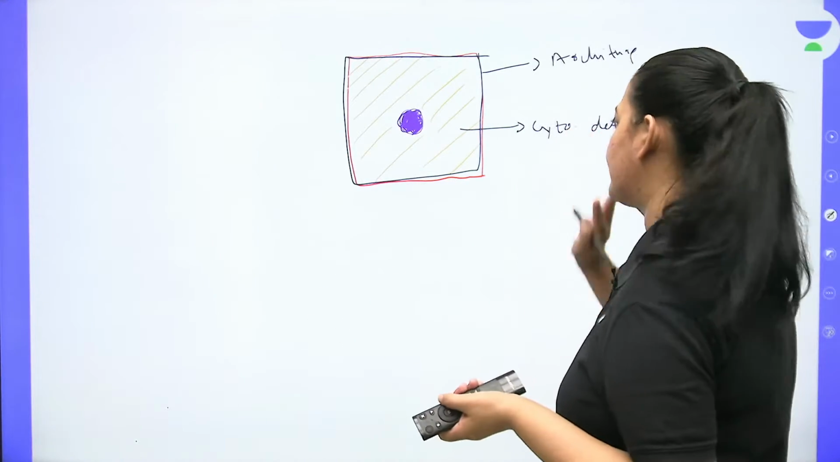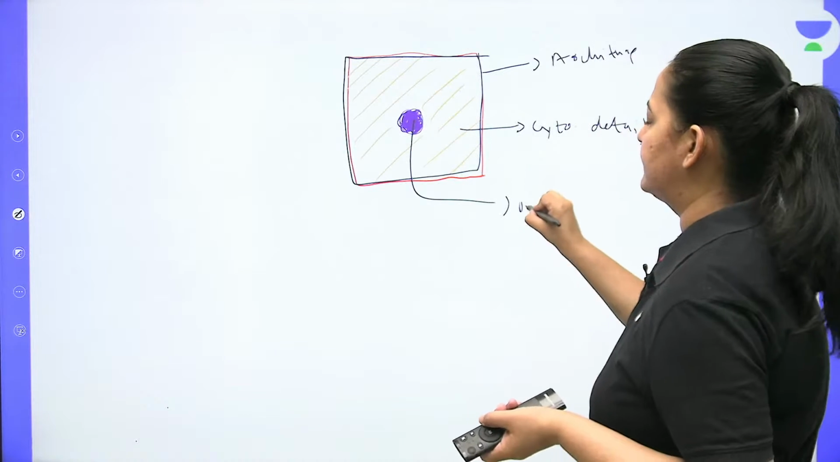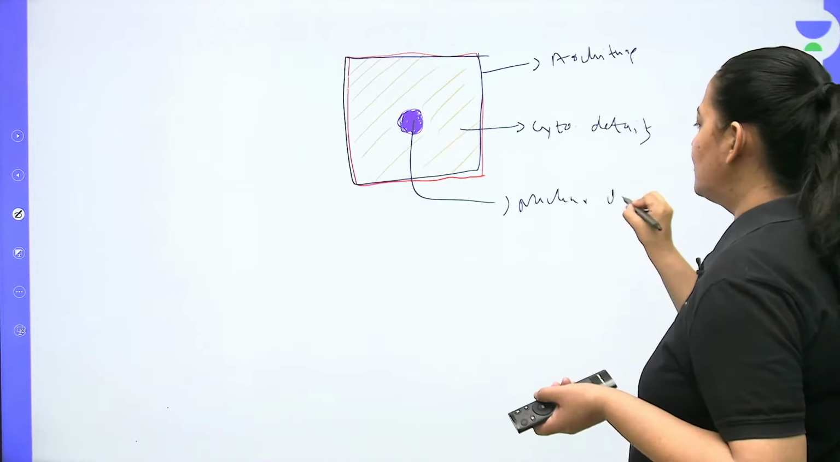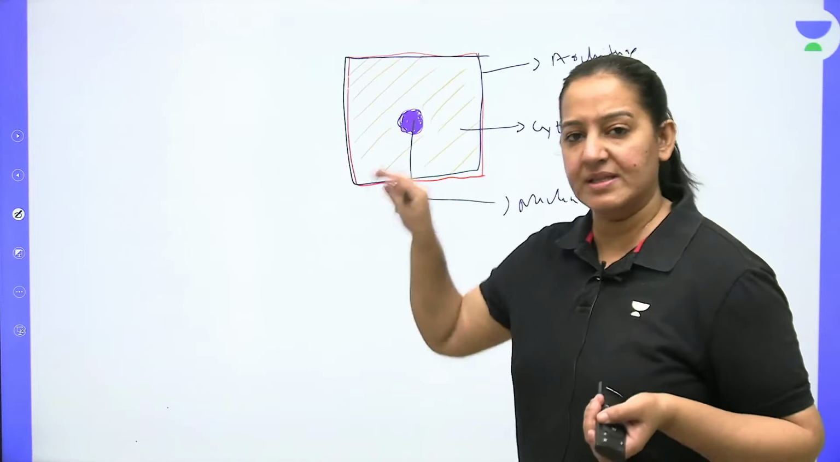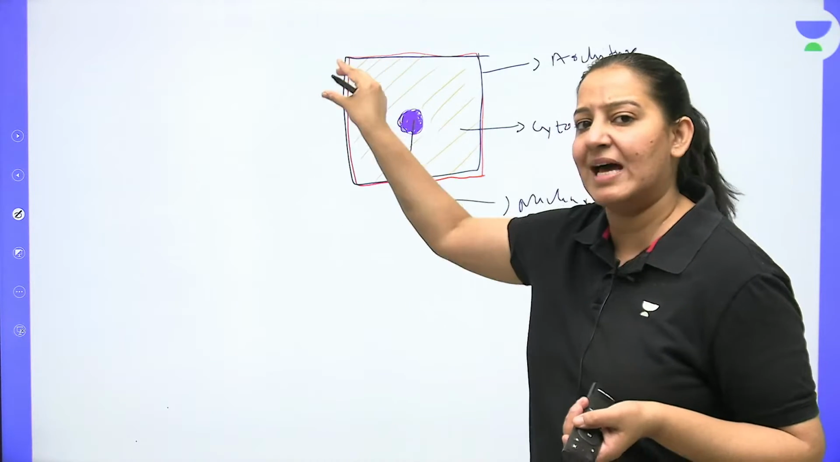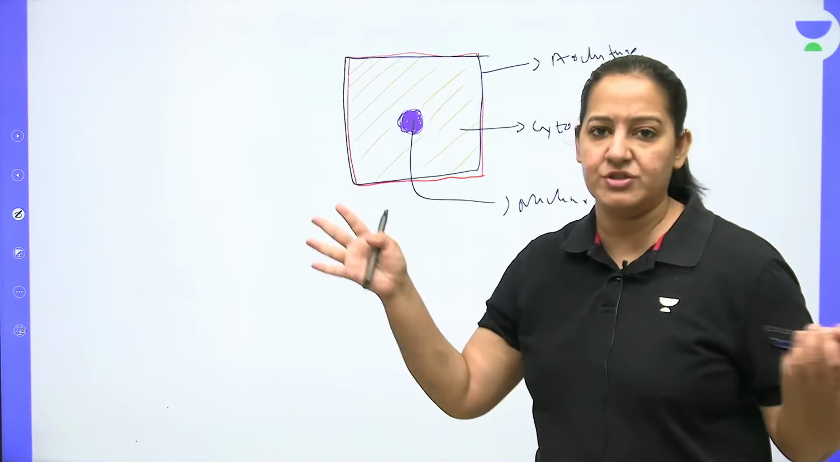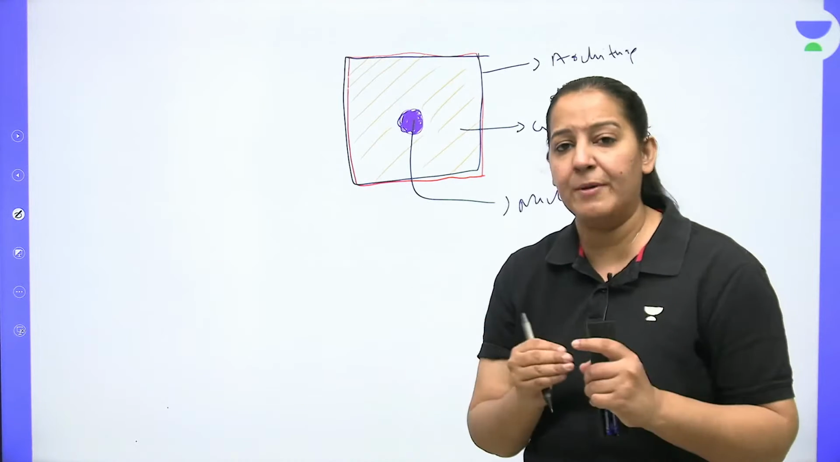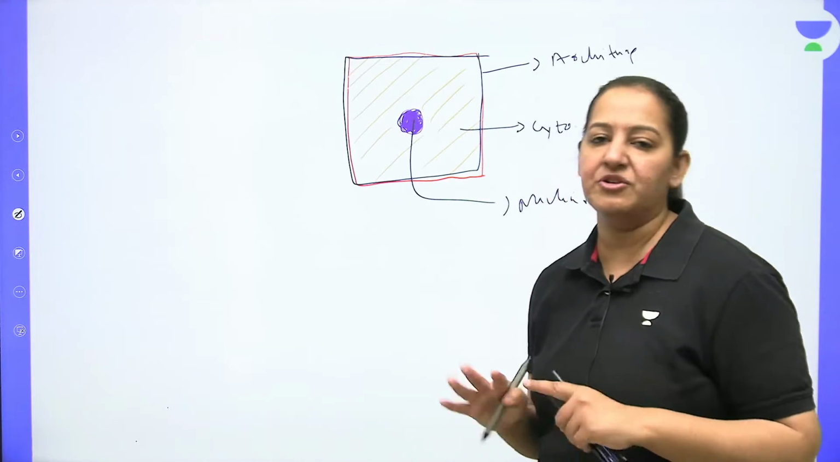Right? So that is the cytological details. And there are nuclear details. The third and the last thing is nuclear details. So nuclear details, what is the location of the nucleus? Is it central? Is it polar? It is eccentric. What is the size? Is it large? Is it small? Is it hyperchromatic? What is the color? So these are the details of the nucleus.